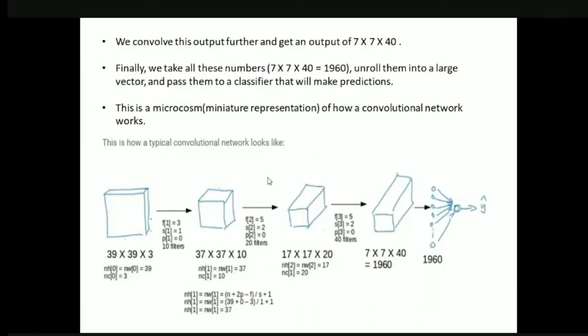So finally, we convolve this output further and we got an output of 7 by 7 by 40. Right? So now the total number of values in 7 by 7 by 40 is 1960. Okay. Now what we'll do, we'll again unroll them and convert them into a large vector, and now we pass these values to the classifier for making predictions.